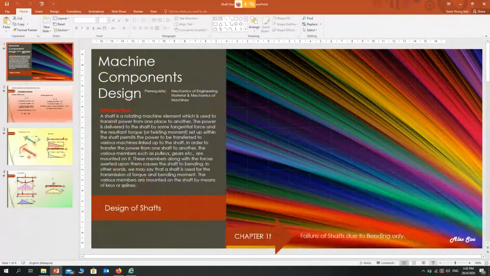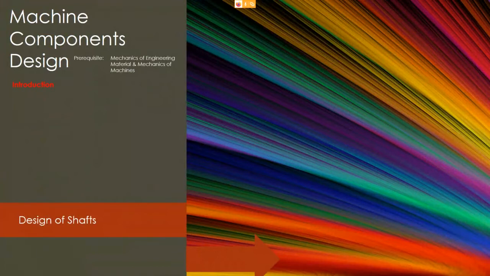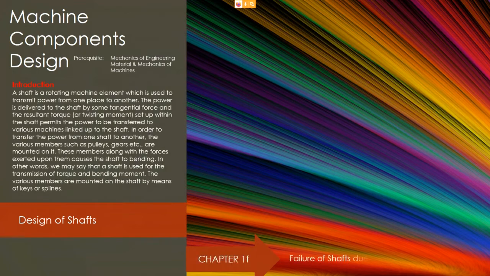Now, shaft subjected to bending only. Previously we have done a few examples on design of shaft based on failure due to twisting or torsion only. Now we are looking at the design of shaft based on bending only. So, shaft subjected to bending moment only.